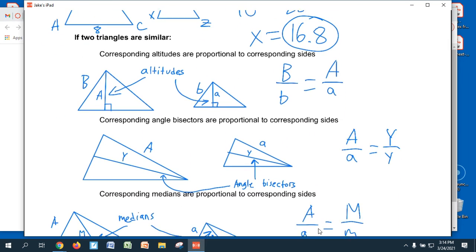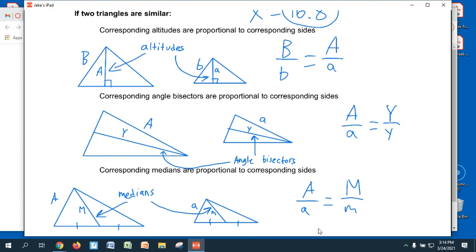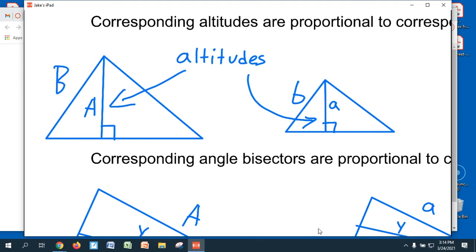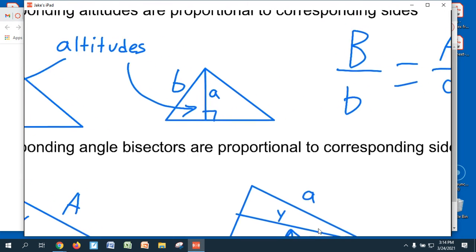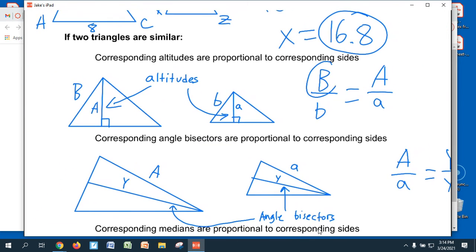Other things that we can gather, and you might have to pause this video to copy down the notes, are other things that we know to be proportional. Corresponding altitudes are proportional. If we look at this drawing here, we have two triangles, and since I know both of those altitudes are proportional to each other, I could set up a proportion like this: big B to little b is equivalent to big A to little a. So altitudes are proportional.